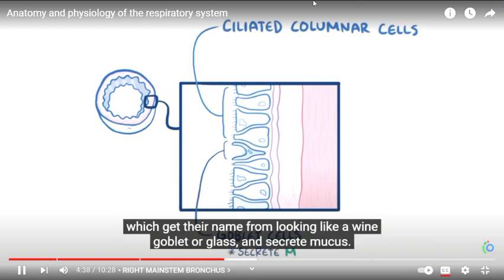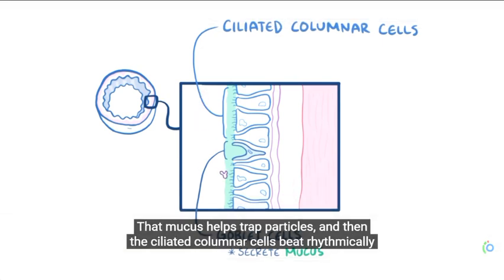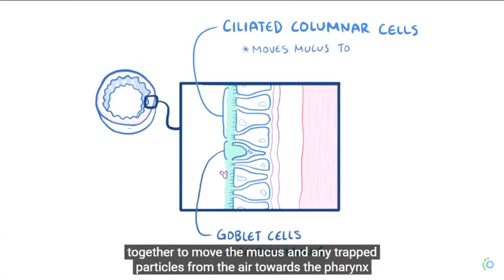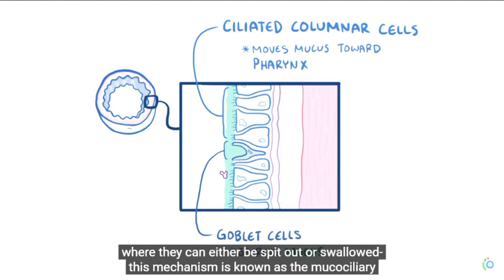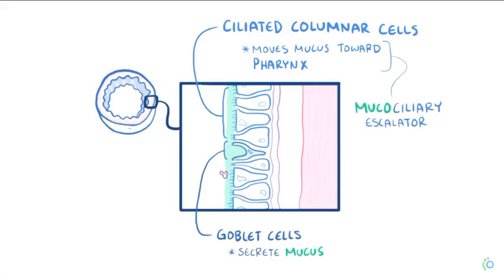The large airways are lined mostly by ciliated columnar cells and a handful of goblet cells, which get their names from looking like a wine goblet or a glass, and they secrete mucus. That mucus helps trap particles, and then the ciliated columnar cells beat rhythmically together to move the mucus and any trapped particles from the air toward the pharynx, where they can either be spit out or swallowed. This mechanism is known as the mucociliary escalator.